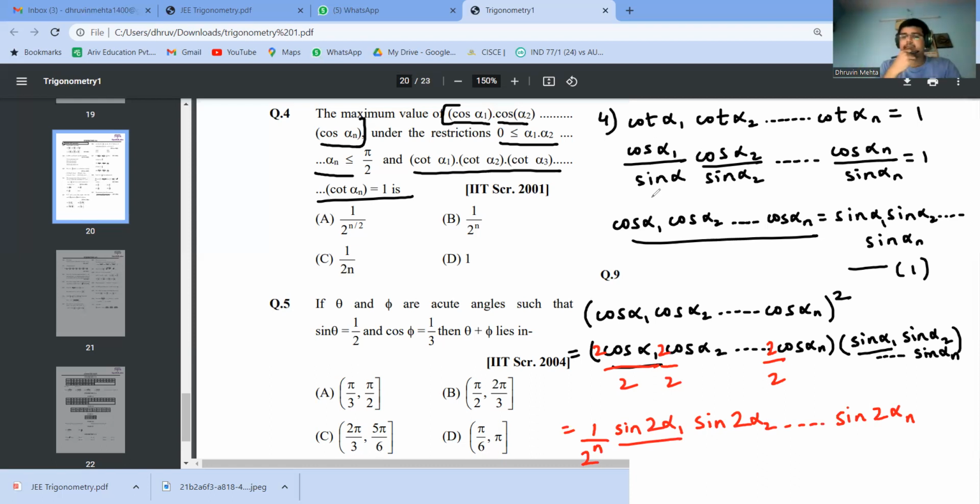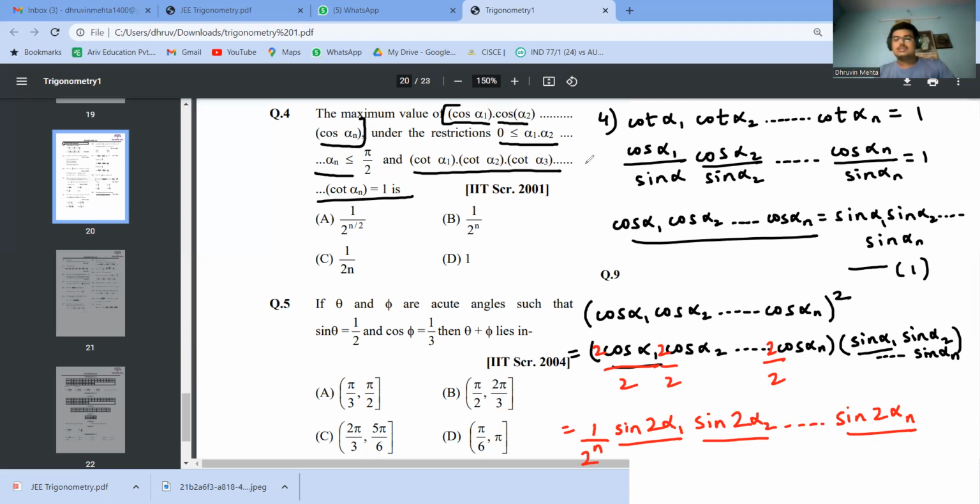Sorry, 2 sine, I'm sorry, just 1. Yeah, 1. Maximum of sin is 1. So maximum of this is 1, maximum of this is 1. So guys, what is the maximum value of this entire expression?